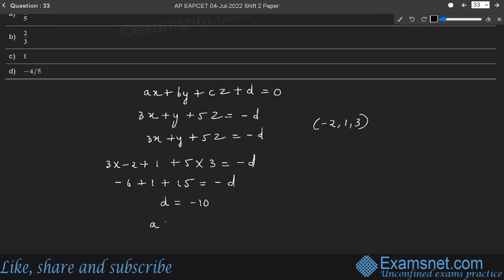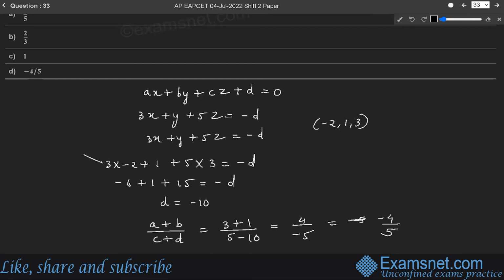So we have to find now (a + b)/(c + d). So a + b will be 3 + 1 upon c, which is 5, minus 10. On further solving this, it will be 4 upon -5, which will be equal to -4 upon 5. Minus will come to the numerator. So the value of (a + b)/(c + d) is -4/5.